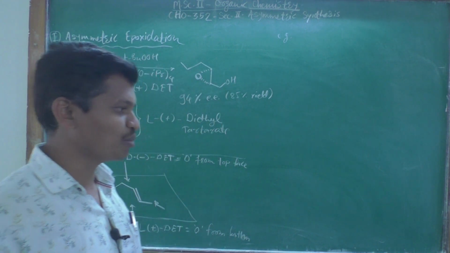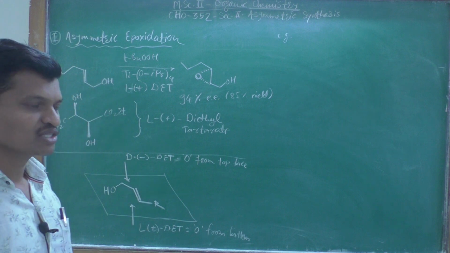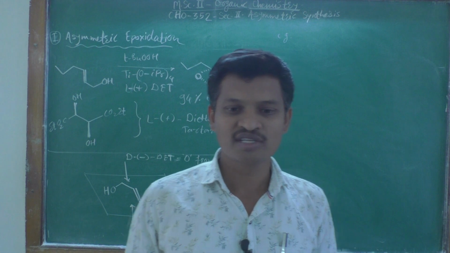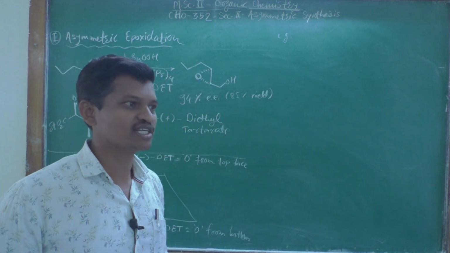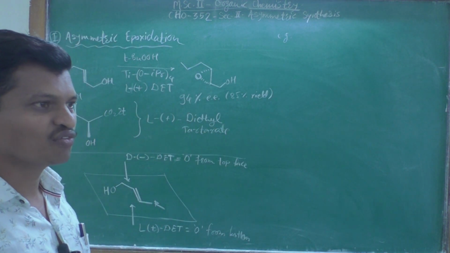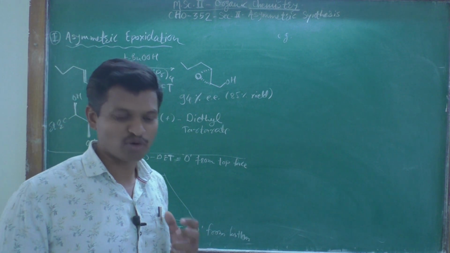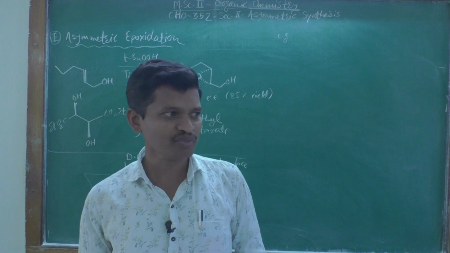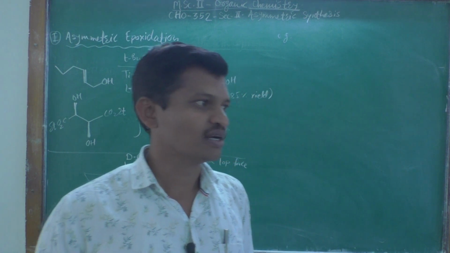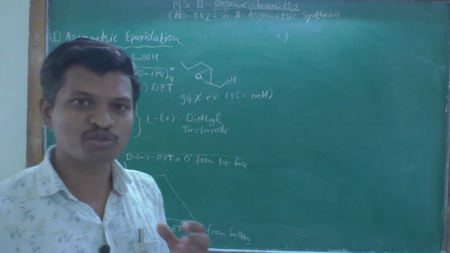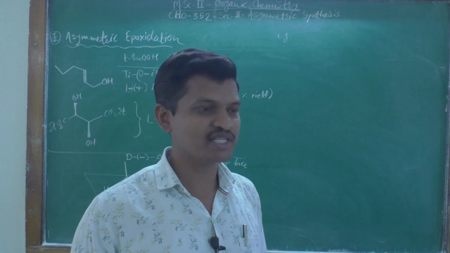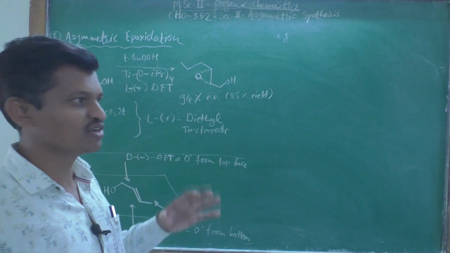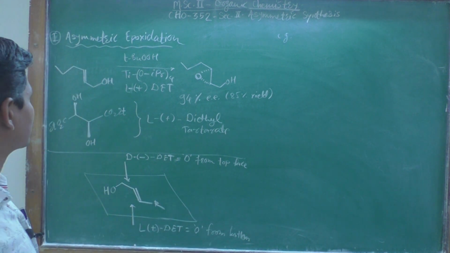So today's topic is asymmetric epoxidation. It can be done in a number of ways, but there are basically two reagents that we are going to study today. The first one is Sharpless asymmetric epoxidation, and the second one is manganese-catalyzed Jacobsen epoxidation reaction. Let us start with the first one, Sharpless asymmetric epoxidation.